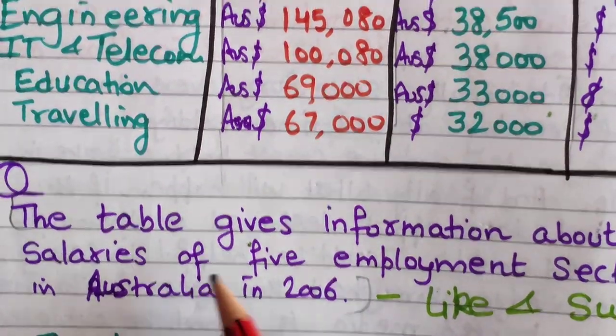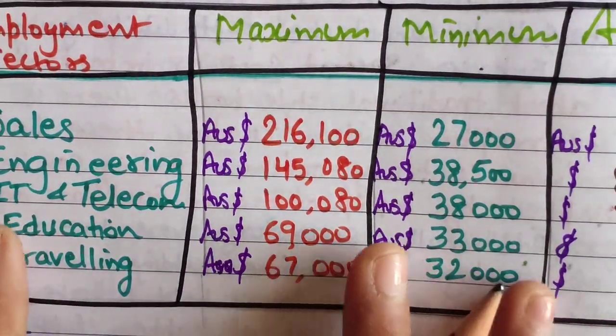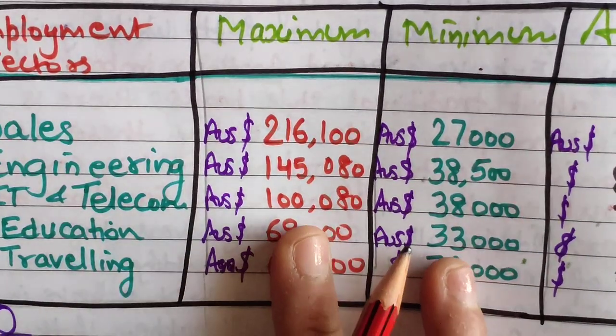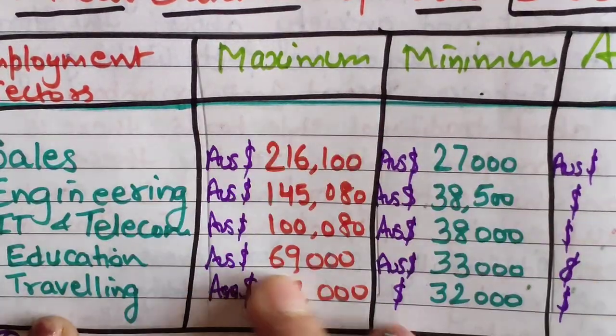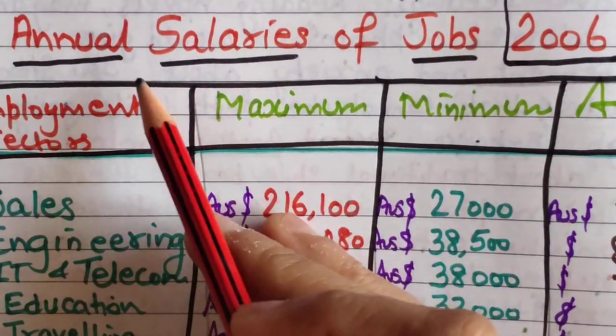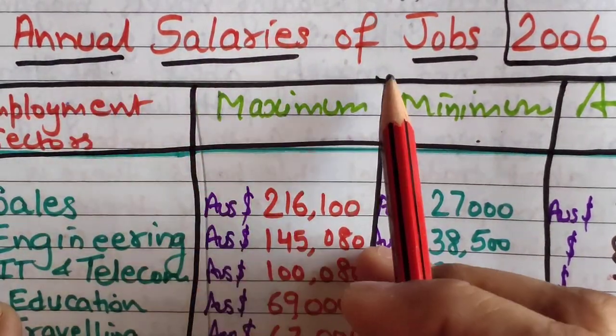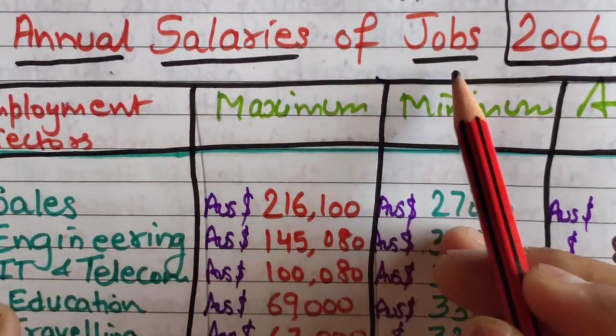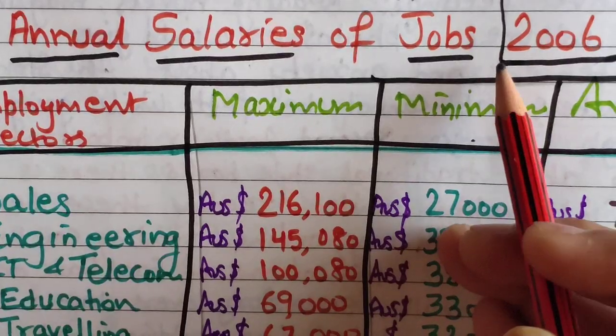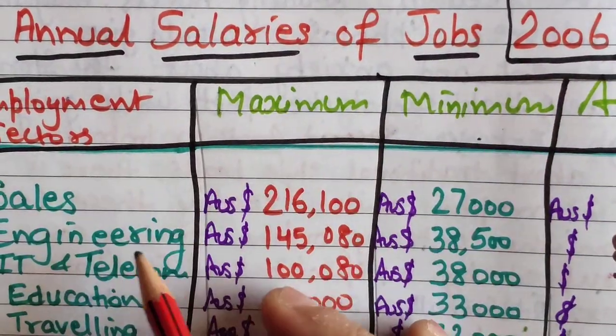So after getting the question statement and the table chart, what you are going to do is analyze the question and this chart. So first always read the title of the table. This is annual salaries, meaning income of jobs people have in Australia in 2006.